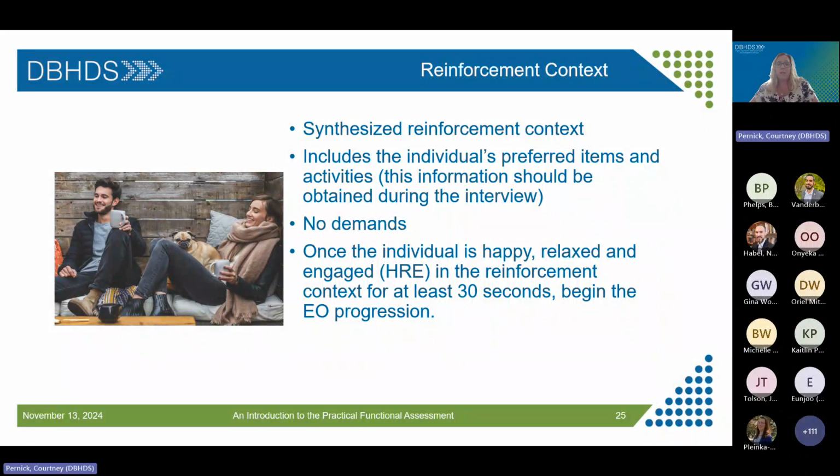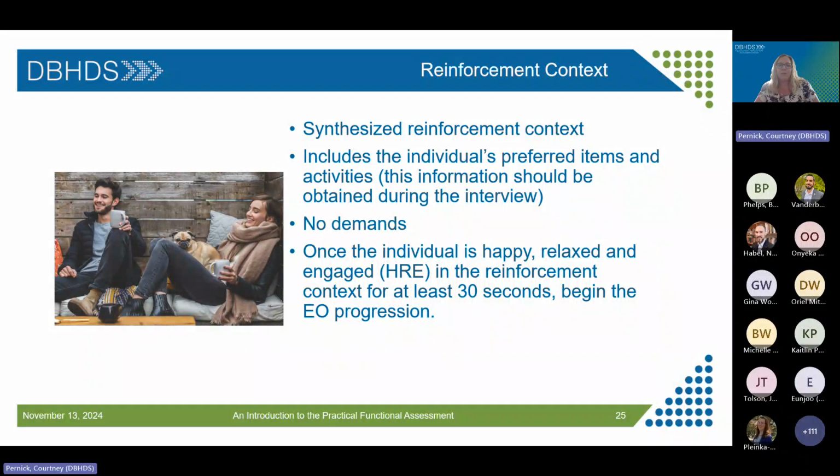Some examples of things you might see in the reinforcement context are attention from caregivers or no attention from caregivers, being left alone, electronics, music, games, toys, bouncing on a ball, sitting on a beanbag, rocking in a chair, jumping up and down, etc. There should be no demands, so you want to be careful how you interact with the individual during this time. Try to avoid asking questions or even leading how they're interacting with the items. The individual should be in control during this context, within reason, of course.